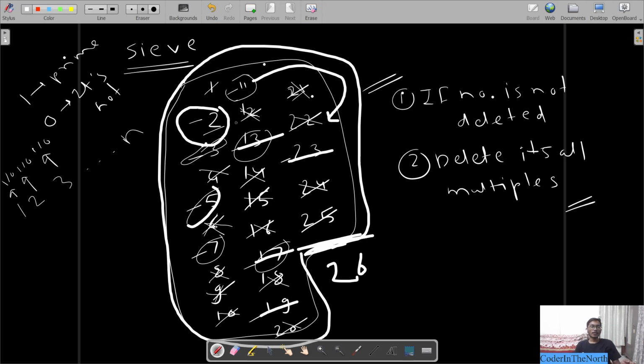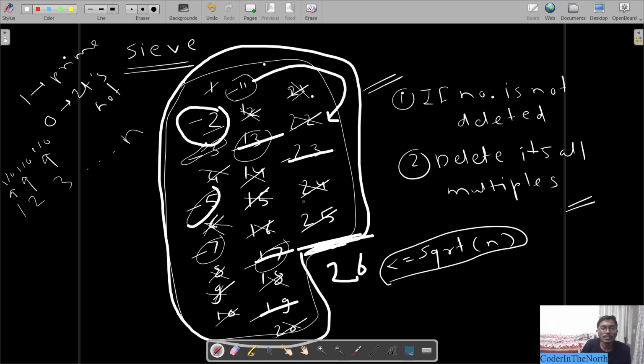So basically, we have to just go till square root of n. This will be the case. Like see, 25. What is the square root of 25? 5. Okay. So take any prime number after 5, and we'll see whether any multiple of that number exists which is not deleted.